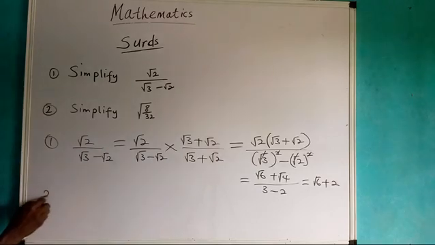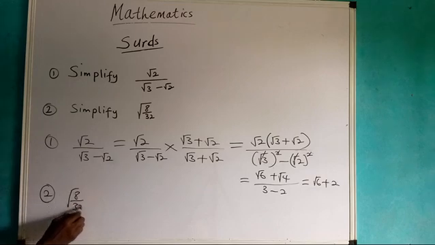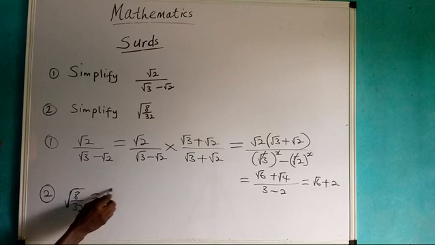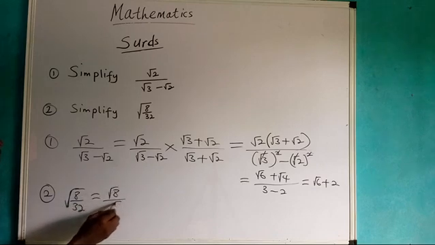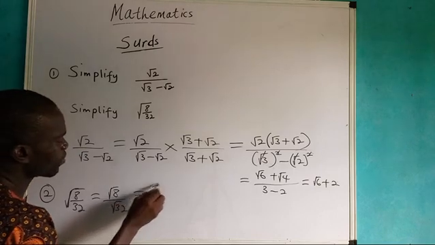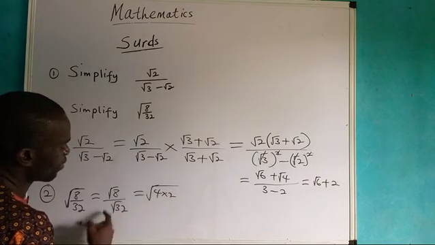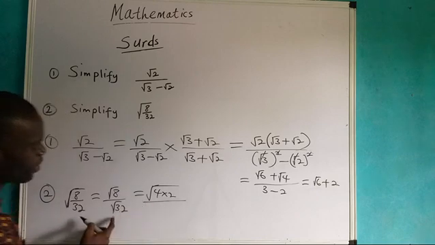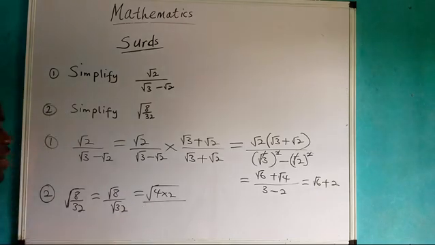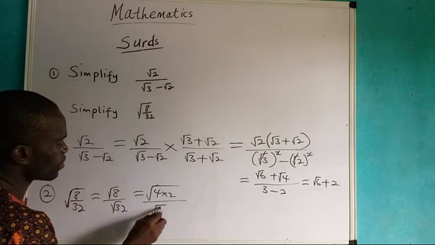Now, let me consider the last one. Of course, we have root 8 all over root 32. Remember that this root is for both of them, they are sharing the root, because it is root 8 all over root 32. Don't forget that. Now, I have to reduce this one to 4 times 2. I will also reduce this one here.